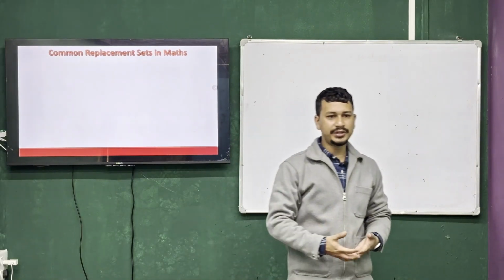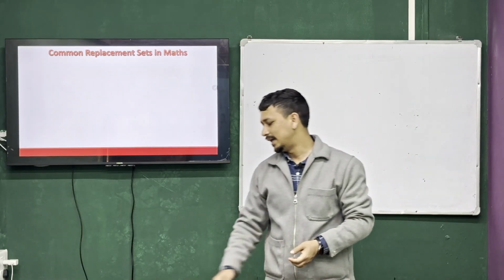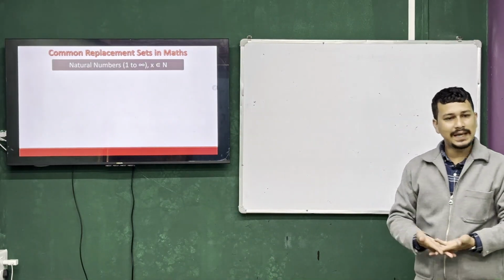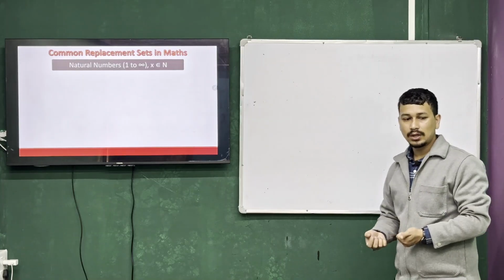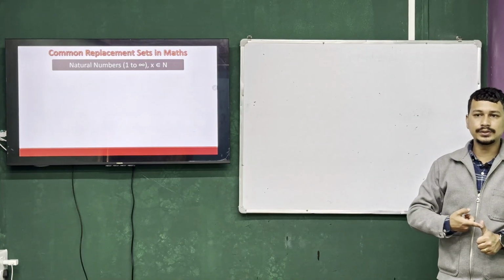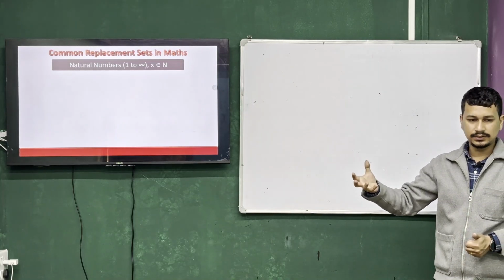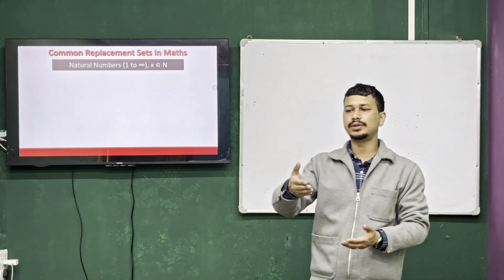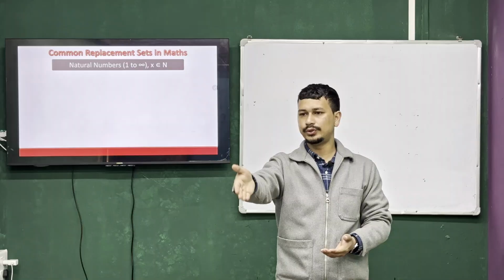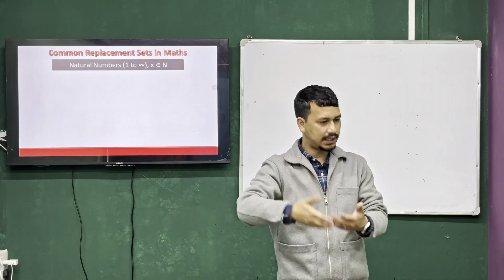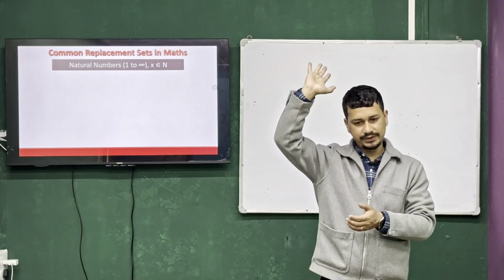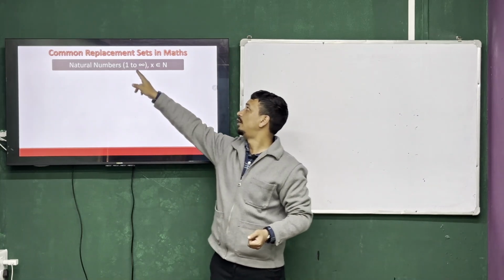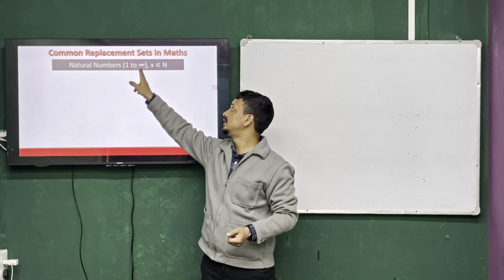Then let's see some common replacement sets in maths. So the first one are natural numbers. So what are natural numbers? Natural numbers are all the numbers from 1 to infinity, right? Basically the numbers that we use for counting. Like if I want to ask you how many students are there, so I'll go 1, 2, 3, 4, 5. That's how we start and we can go all the way to infinity. Okay. So that is the first set of natural numbers which is from 1 to infinity.